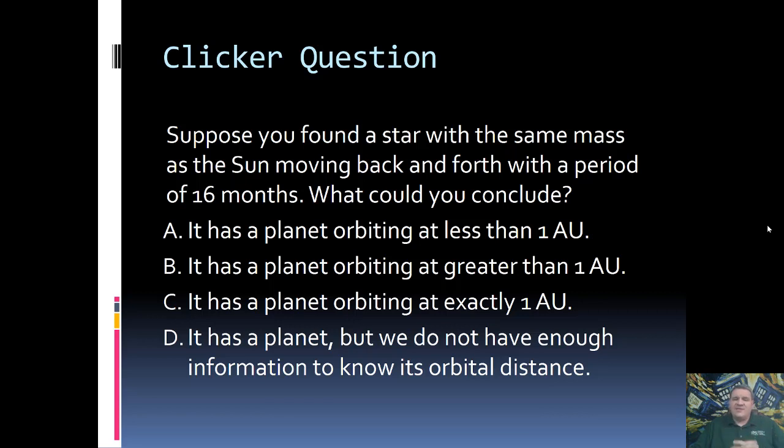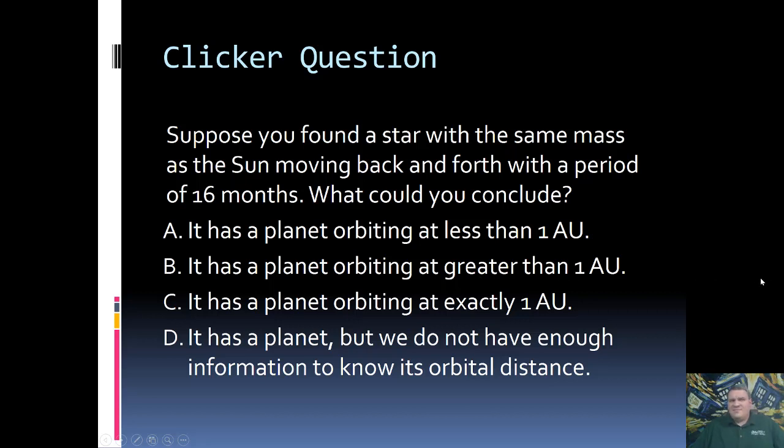Now, in this case, we're looking at a planet with a 16-month orbital period. Going back to Kepler's third law, the farther away the planet is from the star, the slower it goes. This is a longer orbital period, so it's slower going around the star, which means that its orbit has to be greater than 1 AU. So the correct answer is B. It has a planet orbiting at greater than 1 AU.